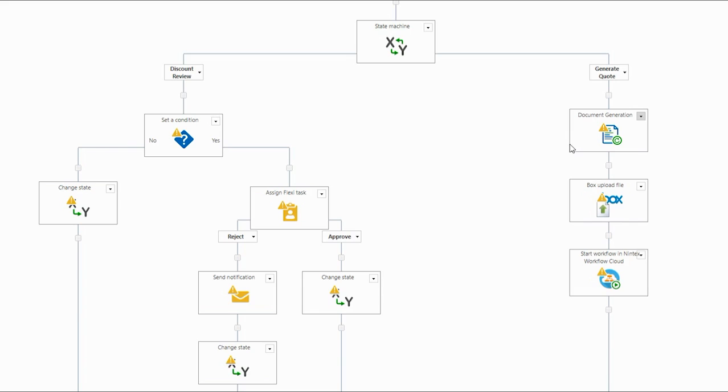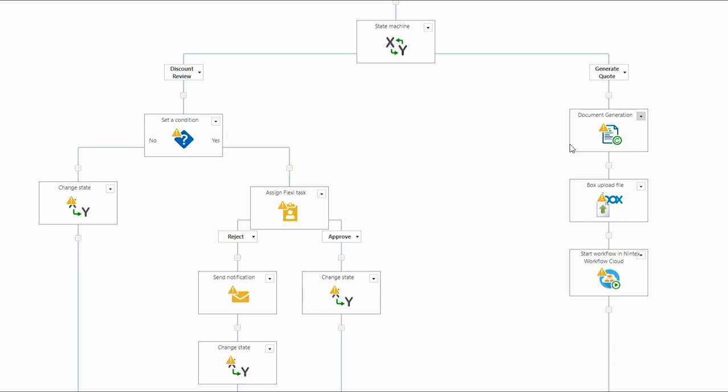Using document generation as the first action in generate quote, we'll be able to generate the relevant quote information, taking any subsequent data from the query list to generate a more customized quote for our end user. Using the document that's been generated from our document generation action, we'll be able to upload that document to Box. That way, users that are outside of our SharePoint environment are able to access that document, review it, and sign it and send it back to us.